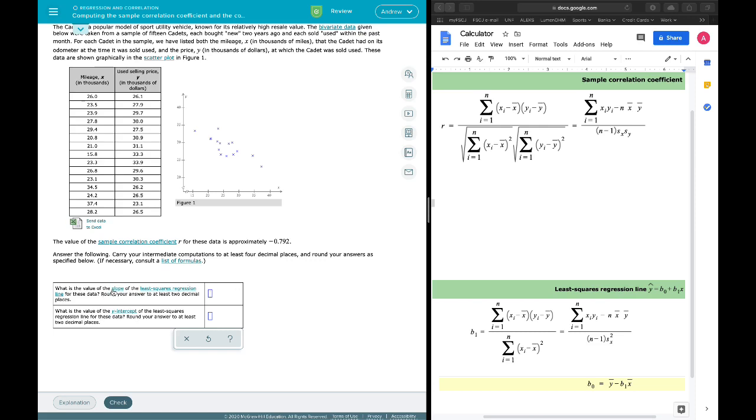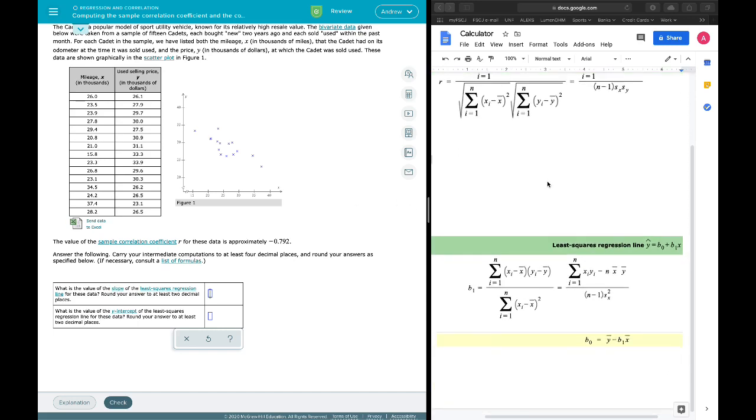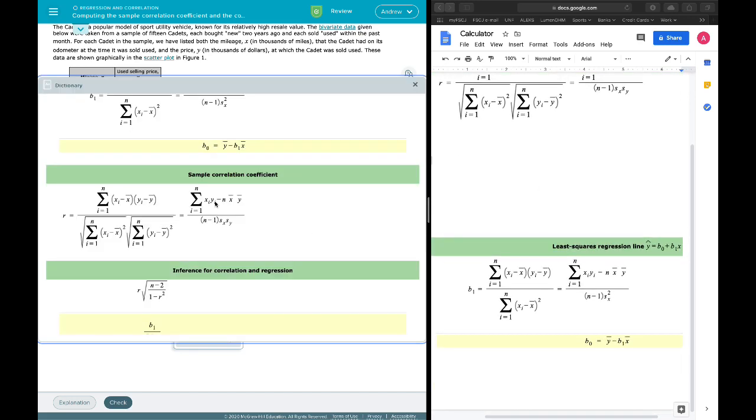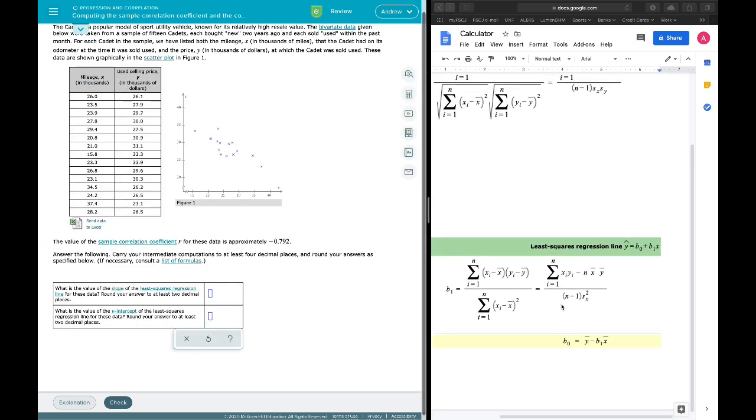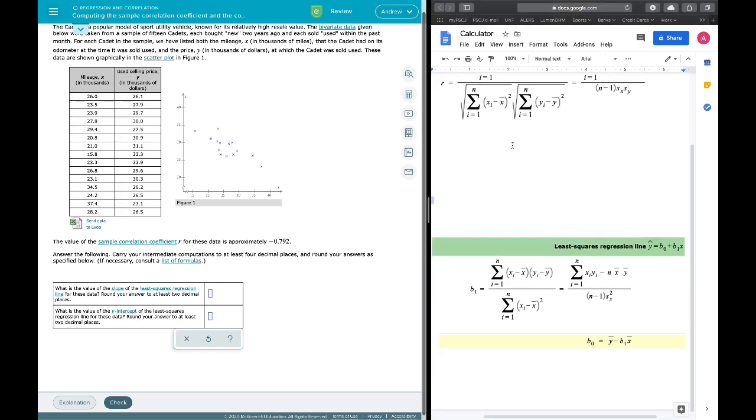So we have the slope. First thing we need to do is find the slope. What's the value of the slope of the least squares regression line? So the slope is, let me pull up the formulas right here. So I've got them already over here for us. So the slope has to do with this. So this is like y equals mx plus b. They use b sub 0 and b1, b naught and b1 for their b and their m.